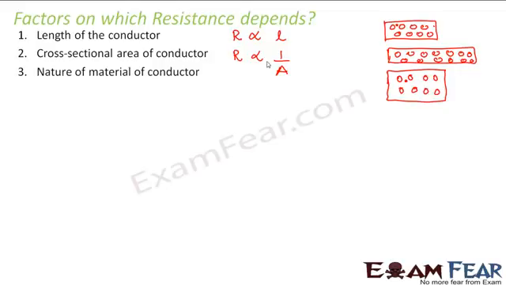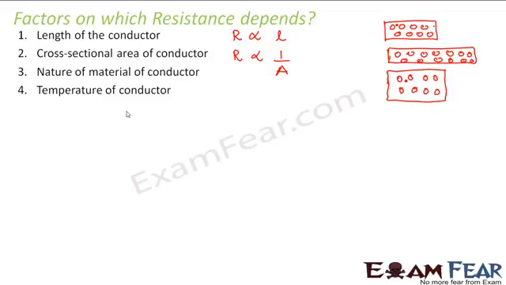The third one is the nature of the material of the conductor. So the value of resistance is also dependent on the nature of the material of a conductor. Next is the temperature of the conductor. So how does it change with temperature?